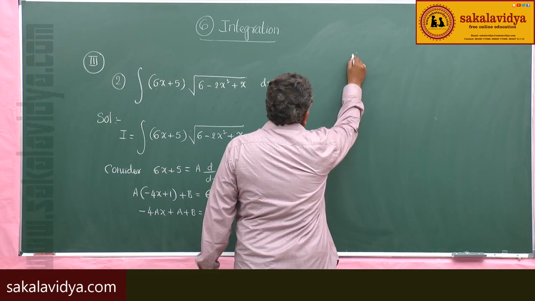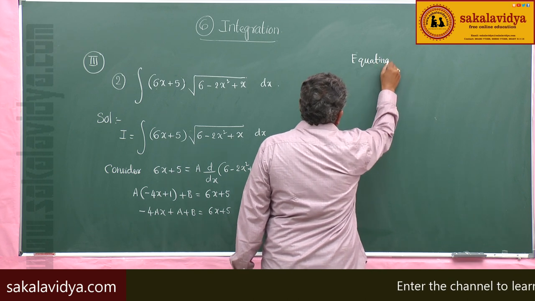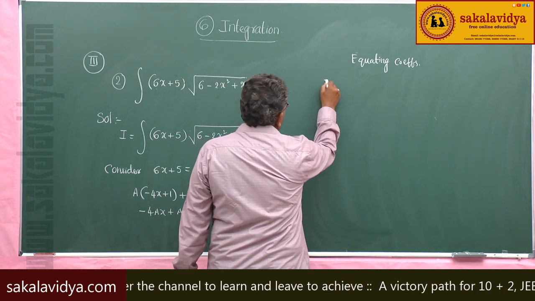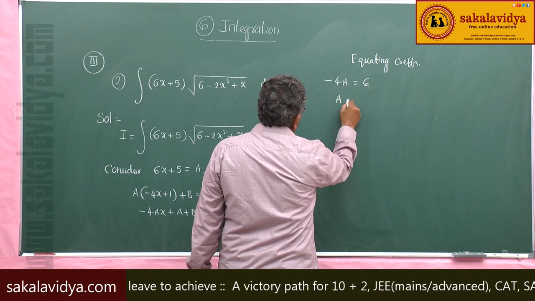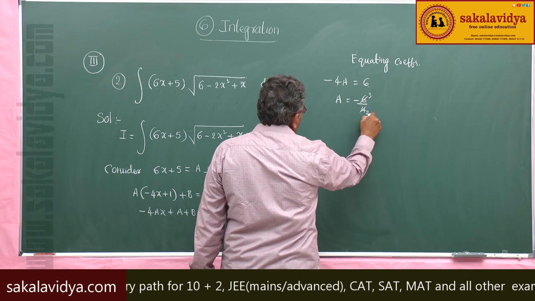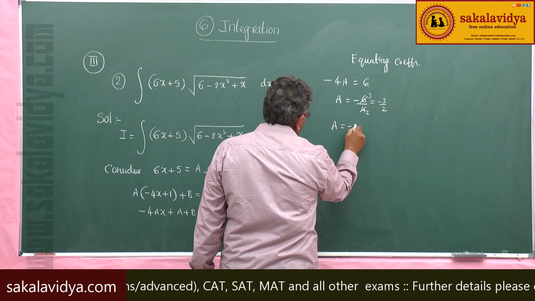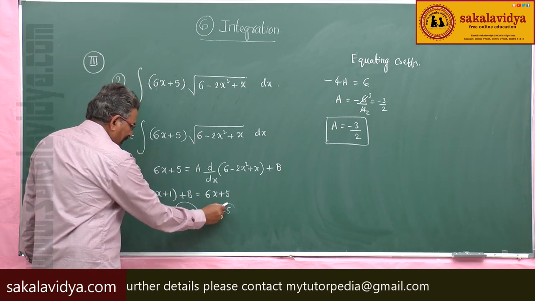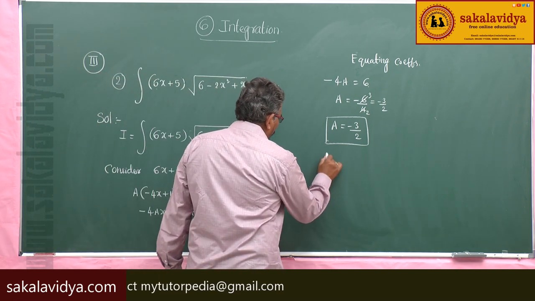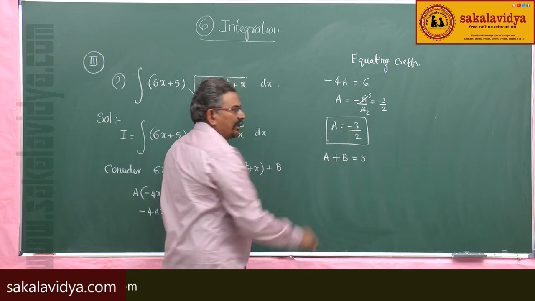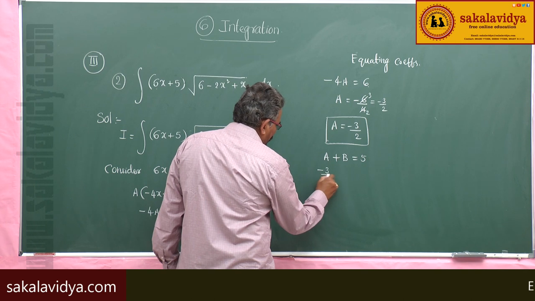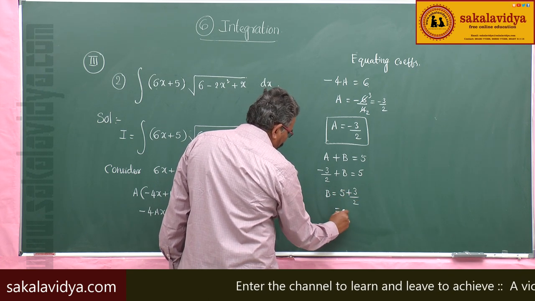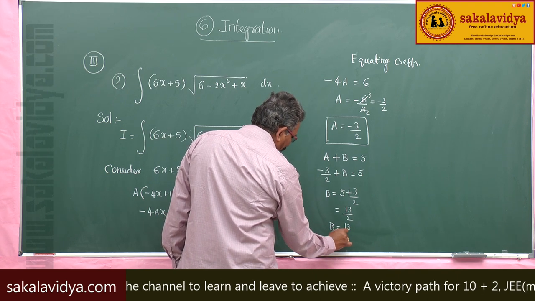So, equating coefficients on both sides, minus 4A is equal to 6. A equals minus 6 by 4, which is minus 3 by 2. This is the A value. What is A plus B? This A plus B is obviously equal to 5. As we know the A value, replace here: minus 3 by 2 plus B equals 5. B is equal to 5 plus 3 by 2, which is 13 by 2. So, the B value is 13 by 2.